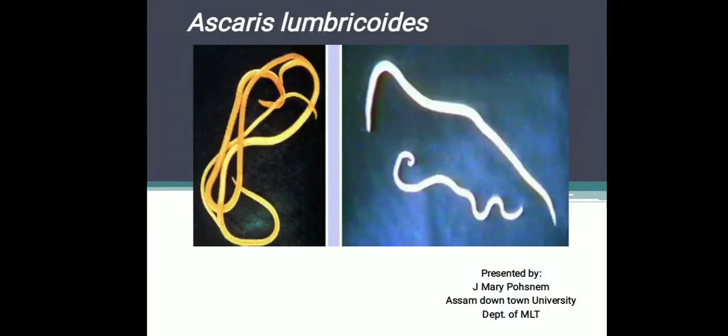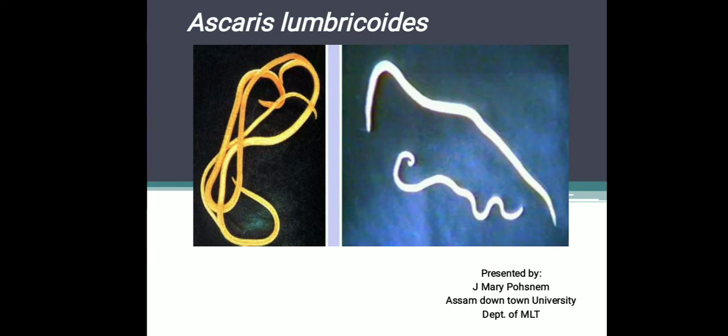Hello students, today we are going to discuss one of the parasites known as Ascaris lumbricoides. This Ascaris lumbricoides comes under the classification of nematodes. We have different classifications for helminths, like cestodes, trematodes and nematodes. So this Ascaris lumbricoides comes under nematodes.